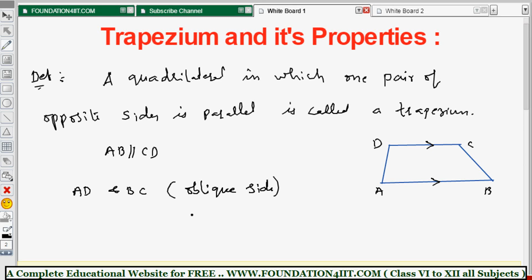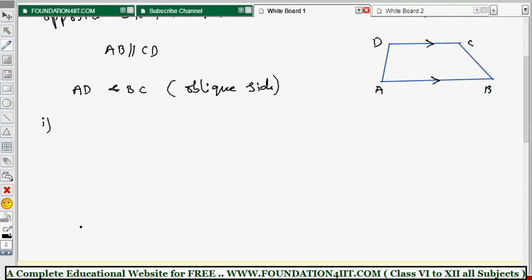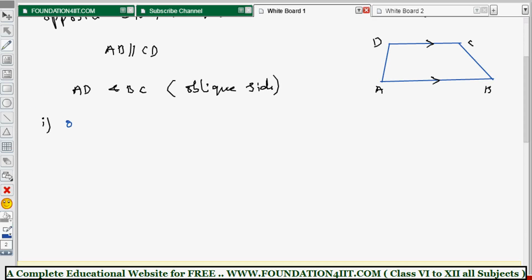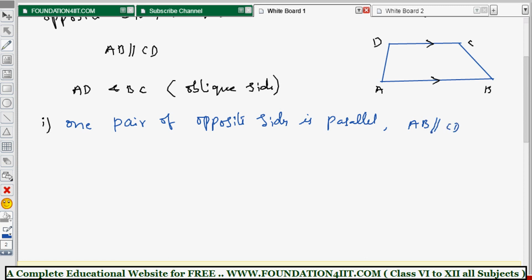When you see the properties of this trapezium, there are two important properties. The first one is that one pair of opposite sides is parallel. That is according to the definition. Let me write the properties here. One pair of opposite sides is parallel. Here AB is parallel to CD.